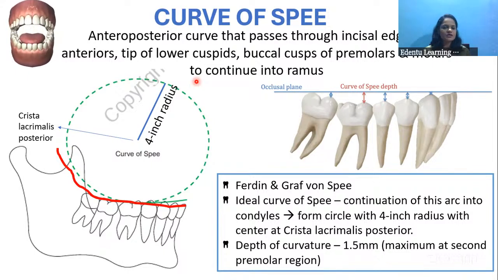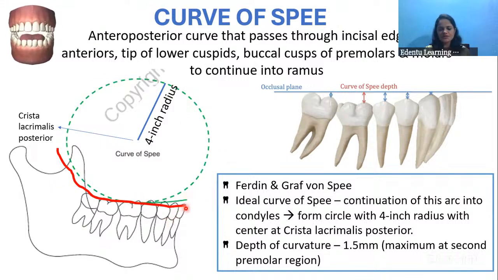Okay, anterior-posterior curve means from here to here. So if you look at the side of the face from the anterior side to the posterior side, this curve is extending, passing through the incisal edges of the anteriors. Here it is, the curve, the red line, that is the curve.